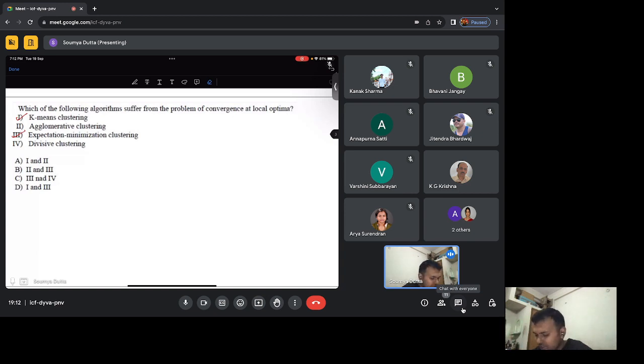And divisive clustering, I don't even know what that is. I think it's some variant of agglomerative clustering. Yeah, divisive clustering is a top down approach. So those are the three questions that I had for this. Any more questions, you can go ahead.